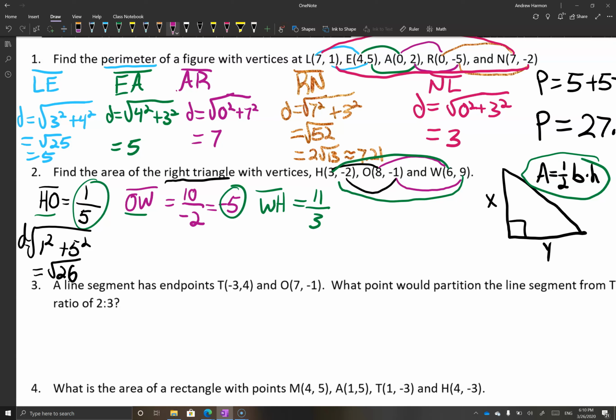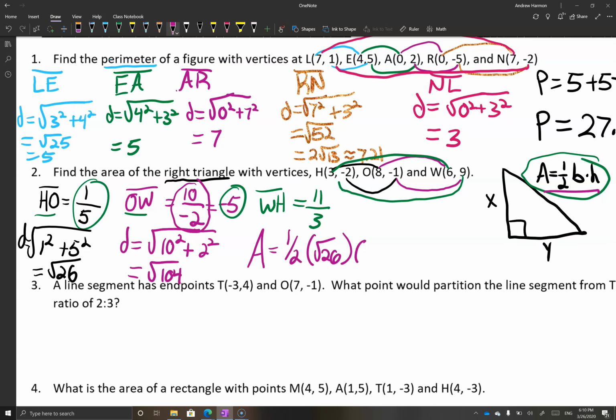And then OW, we're going to do the same thing. Remember, you have to use the unsimplified value, so the 10 and the -2, to get its distance, which would be 10 squared plus 2 squared, and that would be 104. The square root of 104. Now from here, all we have to do is put those into this equation. So area is equal to 1/2 the square root of 26 times the square root of 104.